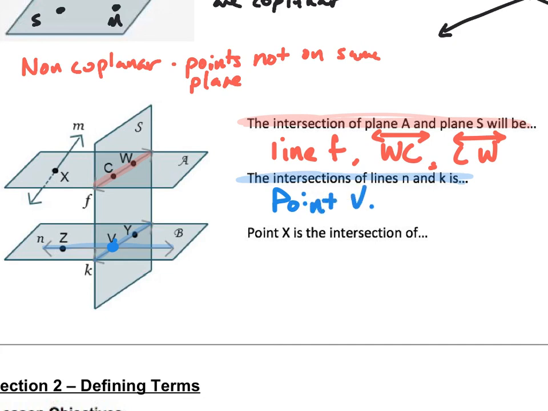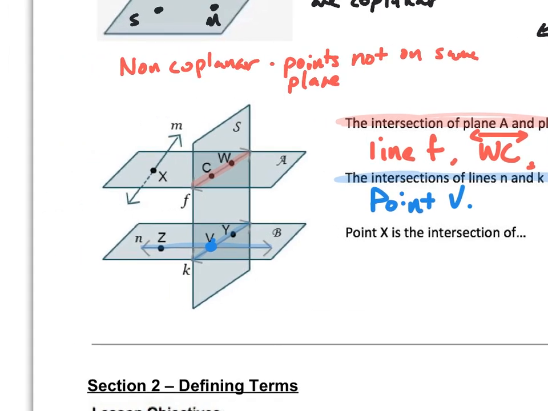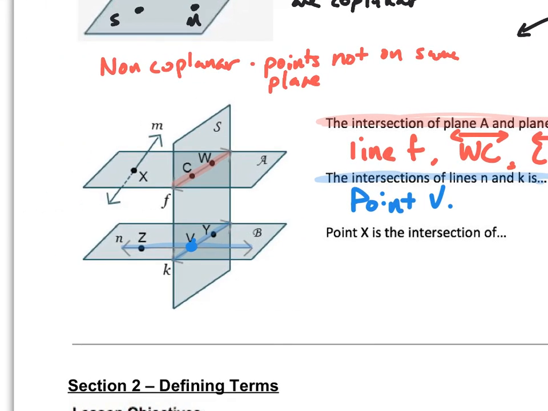And then we'd come over here, and for the last one, the point X is the intersection of what? So here's point X, and what I notice is that I have this line M and plane A. This is like a piece of paper with a pencil sticking out of it. So what I would write is that the intersection of line M and plane A. All right, and that's all we're doing.